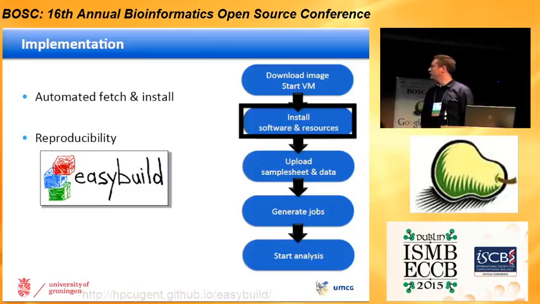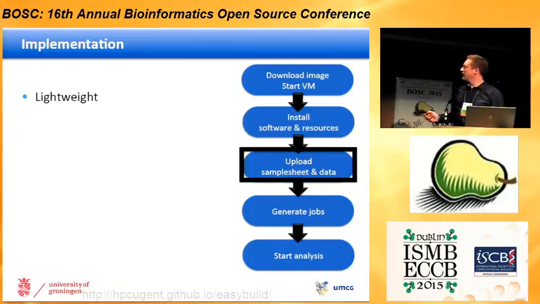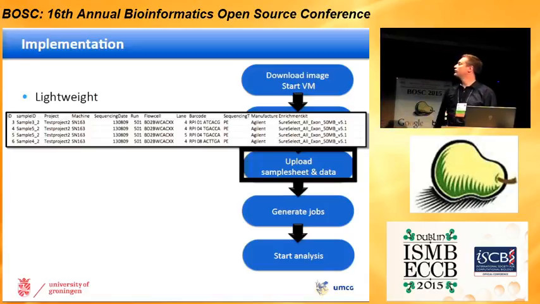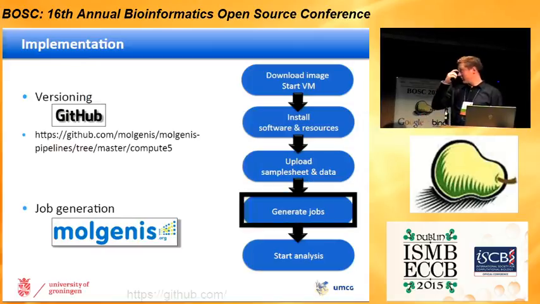The next step for the user would be to upload their data into the VM, and we wanted to keep the metadata lightweight, so we decided to let them specify this in a CSV file. And in this CSV file, you could enter sample IDs, project names, the sequencer it was run on, flow cells it comes from, etc. And that already brings the user to the last step, which is generating jobs.